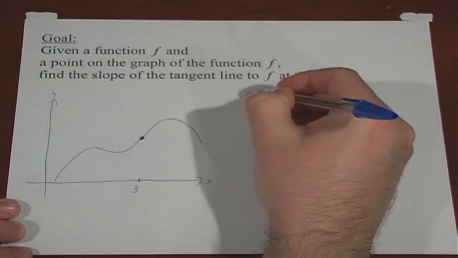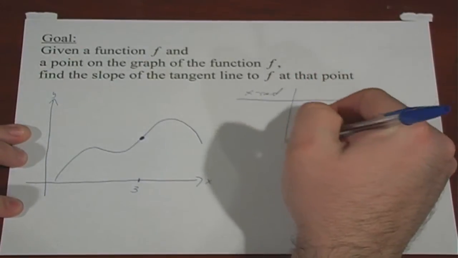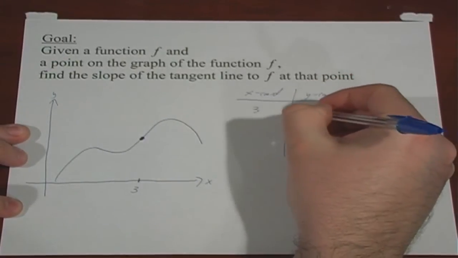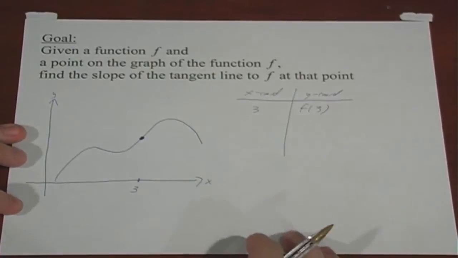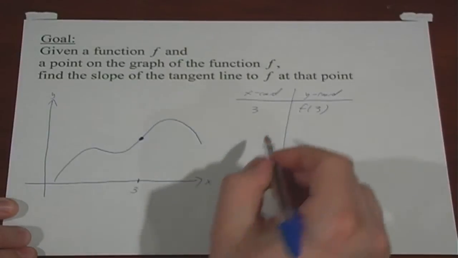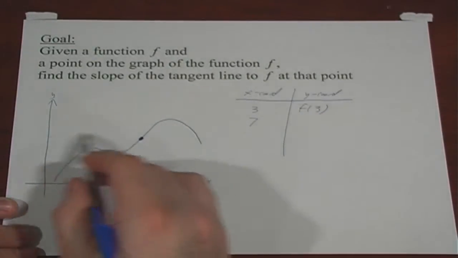So let me just do a quick example here. Let's say the x-coordinate of the point on the graph is 3. Then what's the y-coordinate? Well, it's f of 3. So you just plug 3 into the function, and you get the y-coordinate. Okay, let me change it on you. Let's say this number was 7. So the x-coordinate of the point is 7. What's the y-coordinate over there?